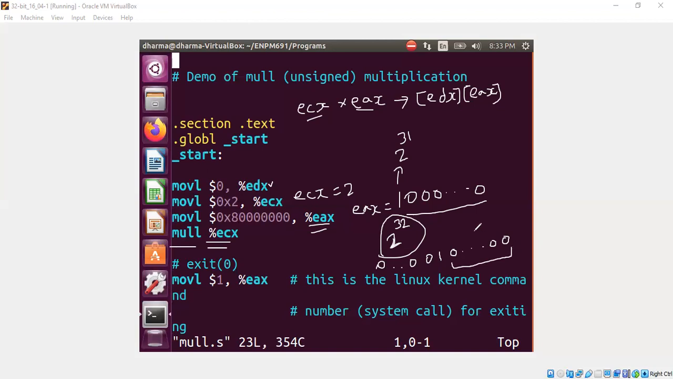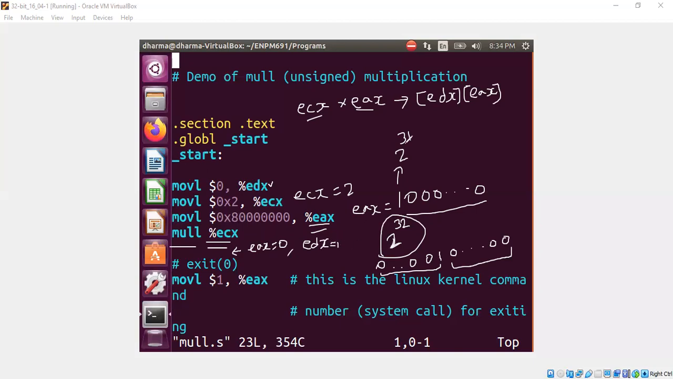The least significant 32 bits will go into the EAX register. So the EAX register will be 0 at this point. After the mull is done, EAX must be 0. And what about the EDX register? The EDX register will have the most significant 32 bits, which are from here to here, which means it's just 1. Zeros all the way to 1 means 1. So EDX will have 1. That makes sense because when you multiply 2 power 31 by 2, you get 2 power 32.